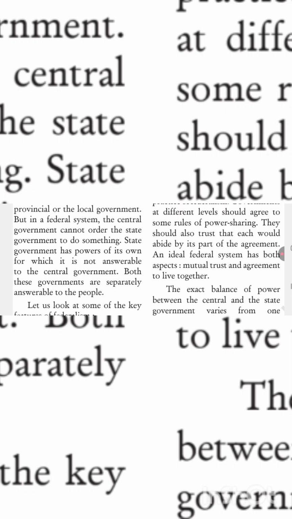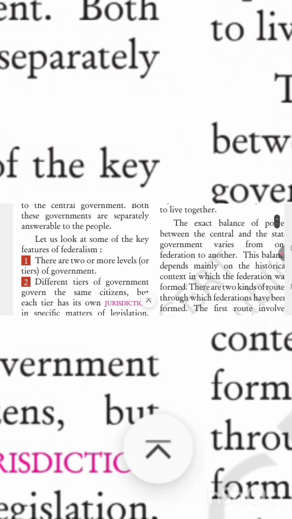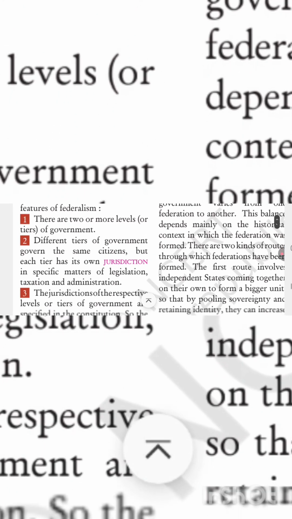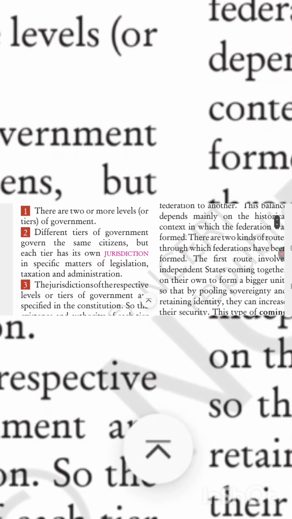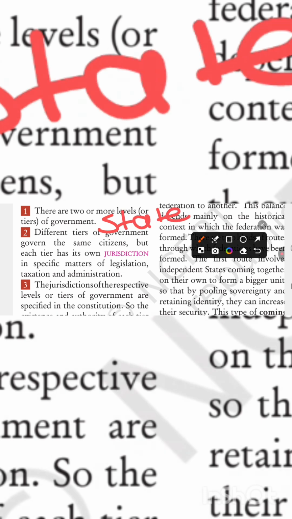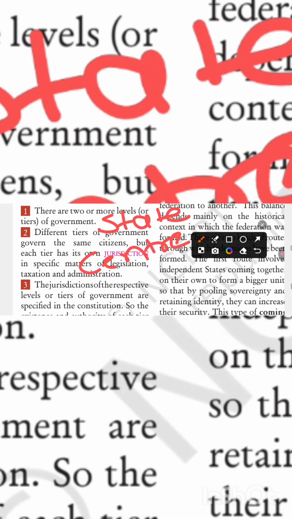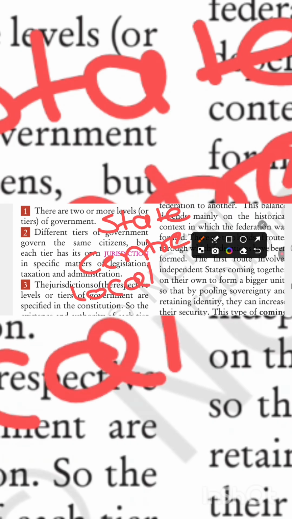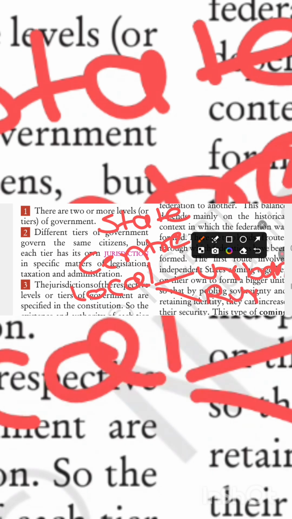Now let's understand the features of federalism, how federal government functions in a country. First, you can see there should be two or more levels of government, like in the case of India, it is state, center, and local. The local level of government is further classified into two. One is urban and another is rural. Clear? I will discuss local self-government later in this chapter.